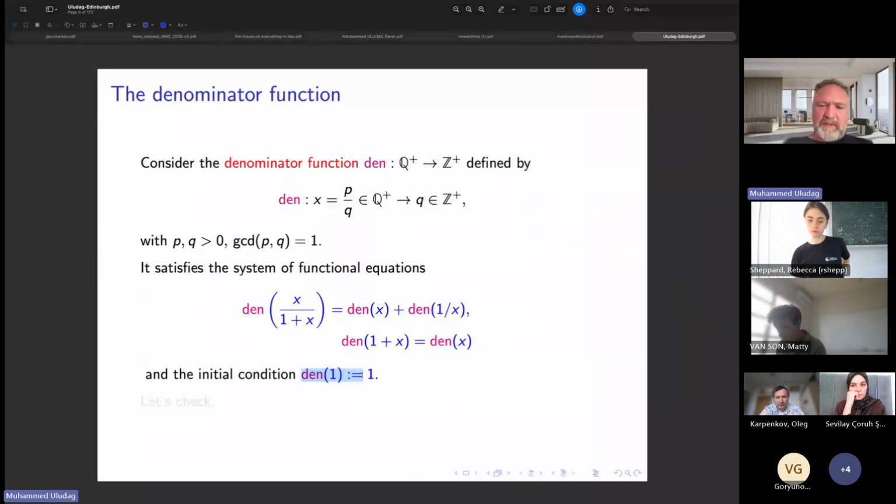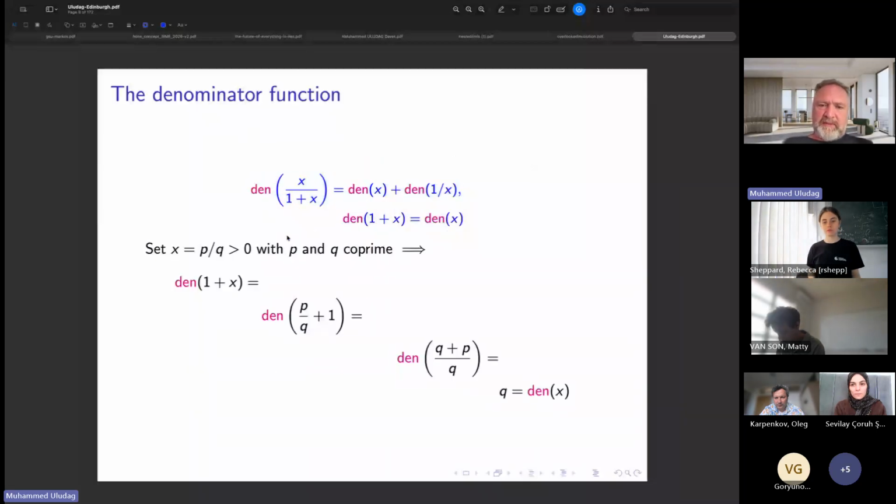And let's check this. So here are the equations. Now we check the second. We start with the second equation. So the denominator of 1 plus x is the denominator of p over q plus 1 if x is p over q. Well, we just sum it. It becomes the denominator of q plus p over q. And if p and q are relatively prime, and these two numbers are also relatively prime, so the denominator of this number is q. So this is verified.